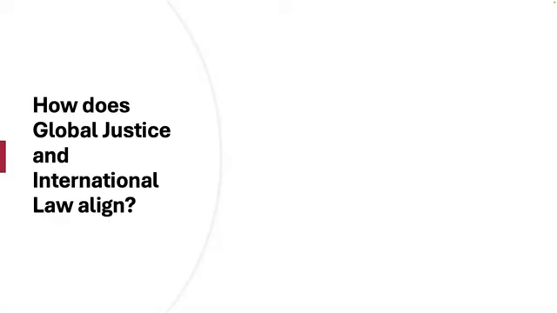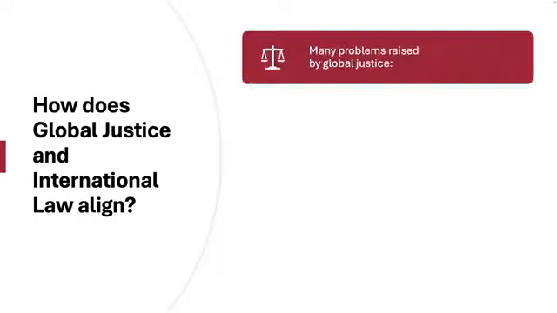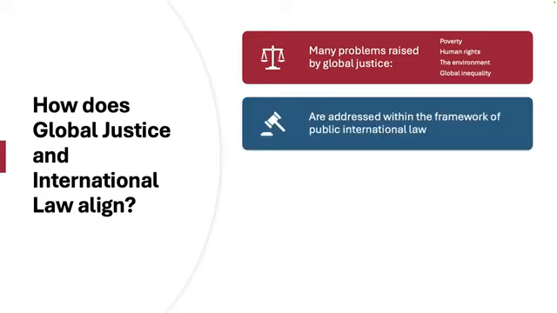So, how does international law and global justice align? In short, public international law is one of the principal legal frameworks through which claims of global justice are mediated, realized and contested. Many problems that are raised by global justice, problems concerning poverty, redistributive justice, human rights, the environment, global inequality, are addressed within a framework of public international law. That is just a factual reality.